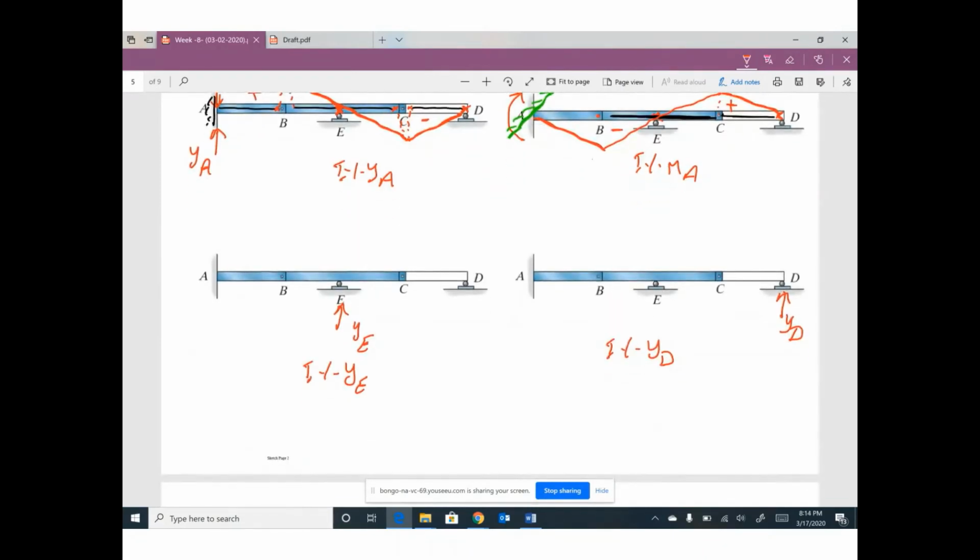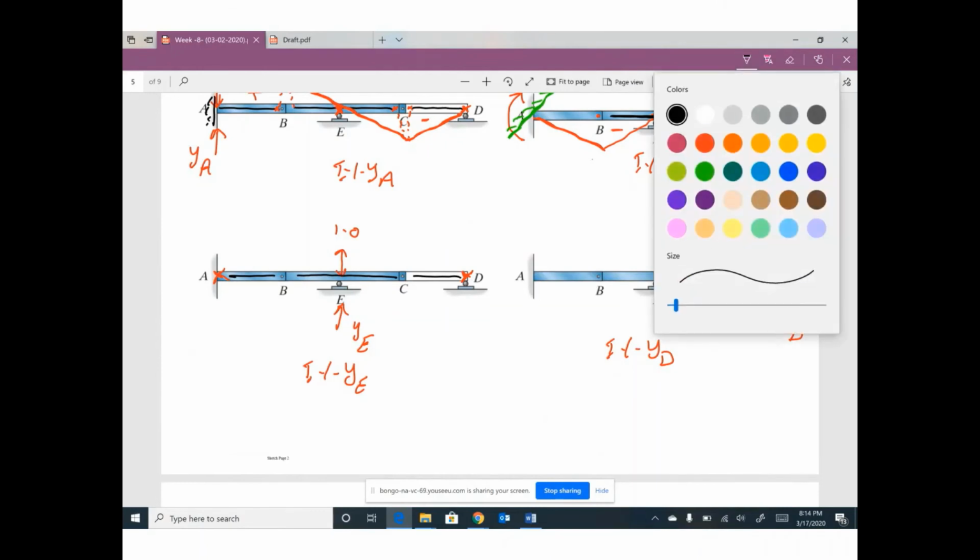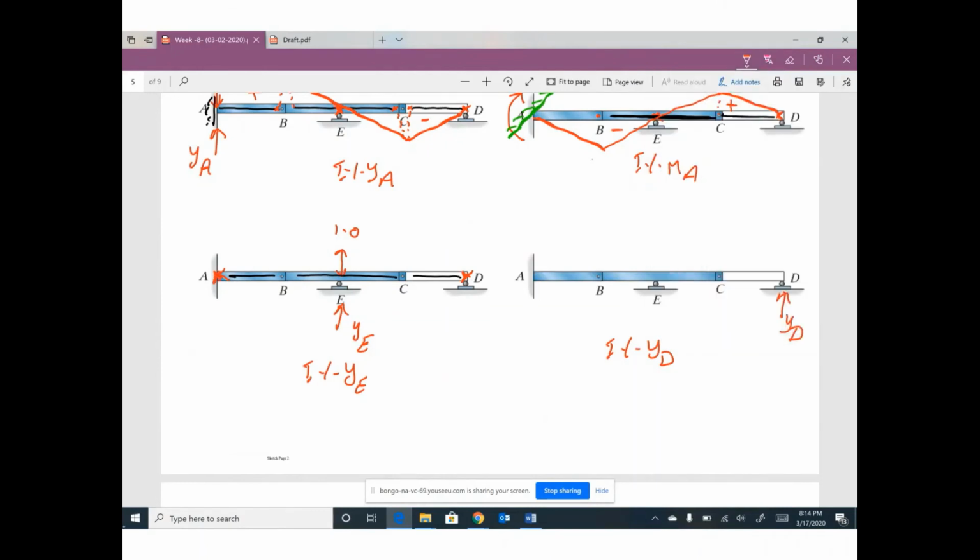Push support E up by 1. Any other support, no movement, and no movement. Remember, we have 3 parts, this part, this part, and this part. If you didn't move this fixed, this part will not move. That means this connection didn't move. That means the new position of the middle part will be like this. This connection moved up. So the new position of this part will be like this. Positive.